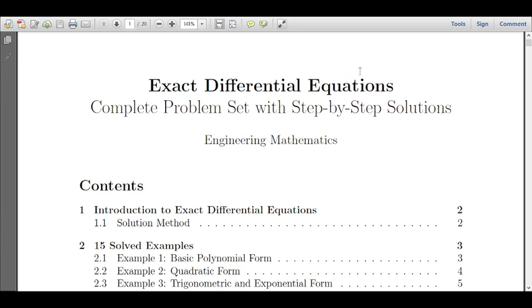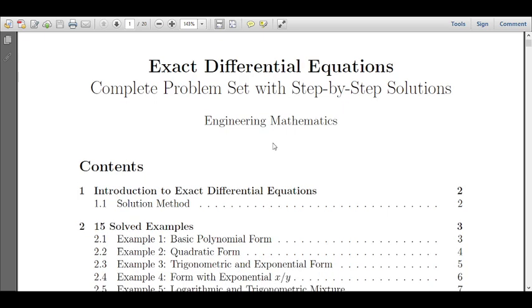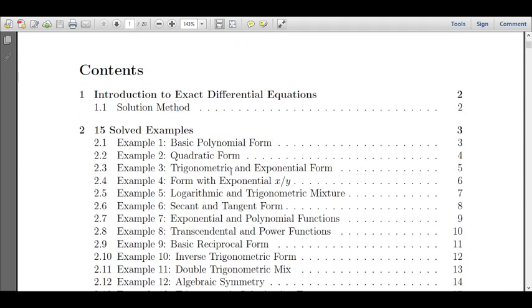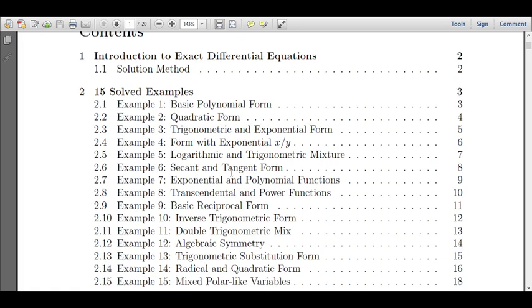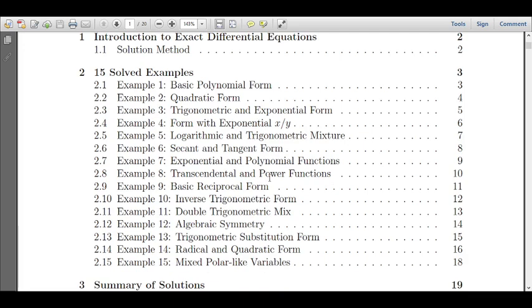Today we are going to discuss the concept of exact differential equation and the procedure to solve the exact differential equation, and we will solve a variety of problems on basic polynomial form, quadratic form, trigonometric and exponential form, so that you can learn from zero to hero.